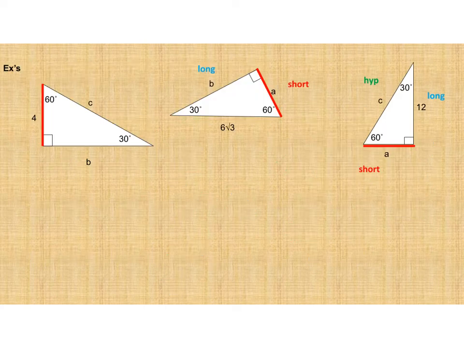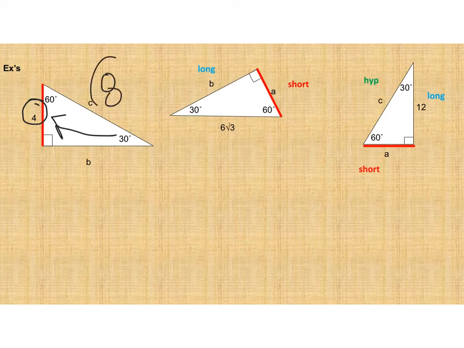In my first example, you notice I've highlighted 4. 4 is opposite from the 30. What's that make 4? The short leg. Let's find the hypotenuse, okay? I take the short leg. To get the hypotenuse here, I would multiply by 2. My hypotenuse is 8. Go back to your short leg. It's the most important. To go from short leg to long leg, you multiply by root 3. There's your long leg.